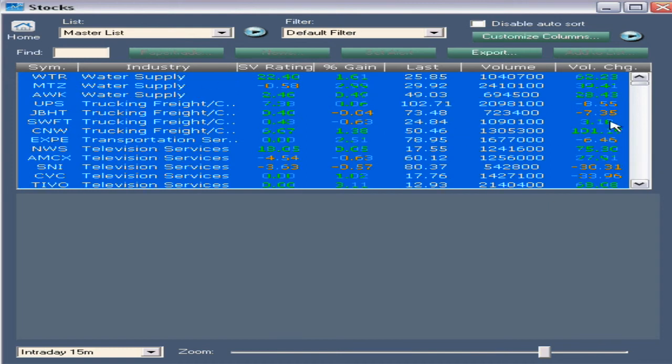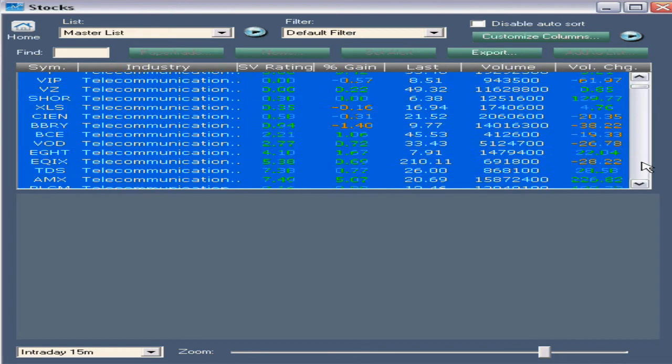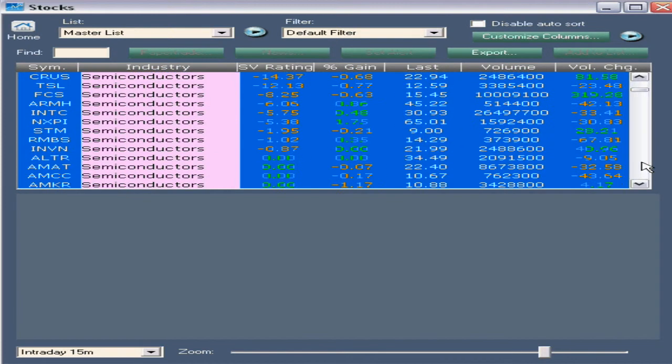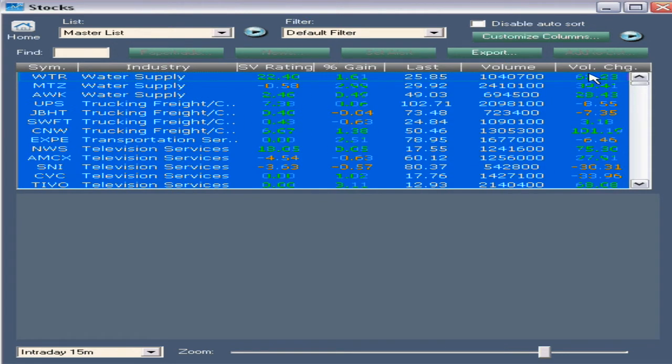And by the way, if it's colored, that means it's a hot or cold sector. See, for example, semiconductors, you see there's a pink background. That means that at this moment, semiconductors are a cold sector. It colors the top 3 hot sectors and the top 3 cold sectors. If it's reddish or pinkish, that means cold. If it's blue or green or so on, that means it's hot. And that gives you a good clue as to what kind of stocks to look for in today's market.